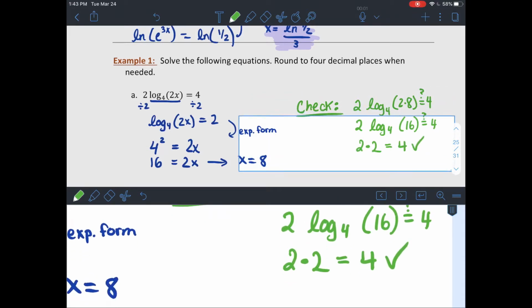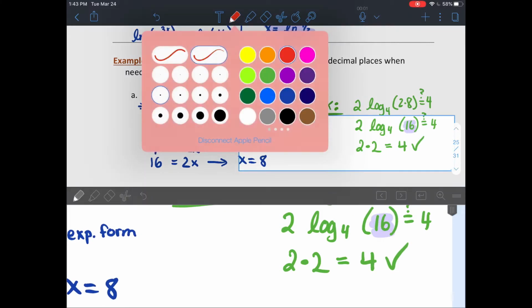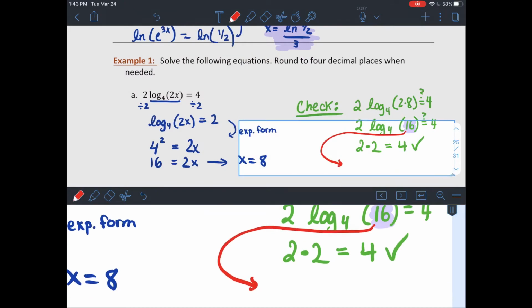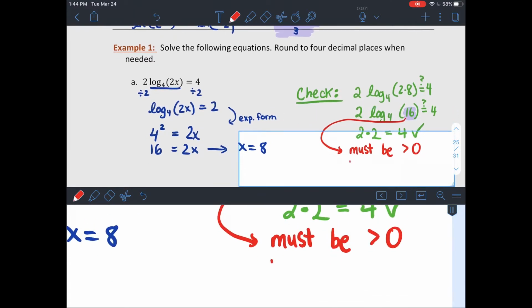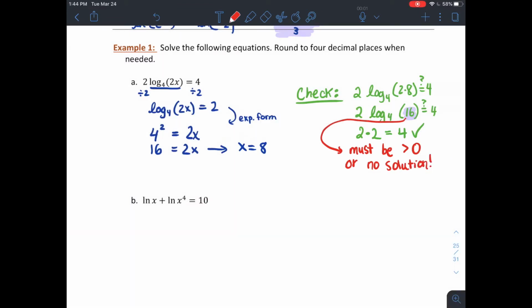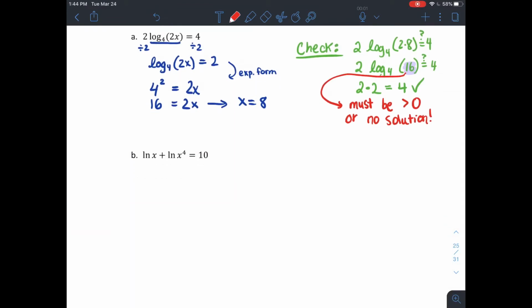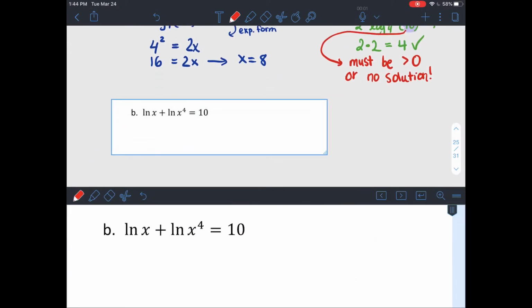If you're confident in your work, you don't absolutely have to check it all the way. But you need to make sure that when you plug your value back in, the inside of your logarithm, which is called the argument, must be greater than 0. Because if you remember our graphs, logarithms aren't defined for values that are less than 0. They have that vertical asymptote. If you get something less than 0 when you plug it back in, you have to throw that solution out. So you might get no solution.